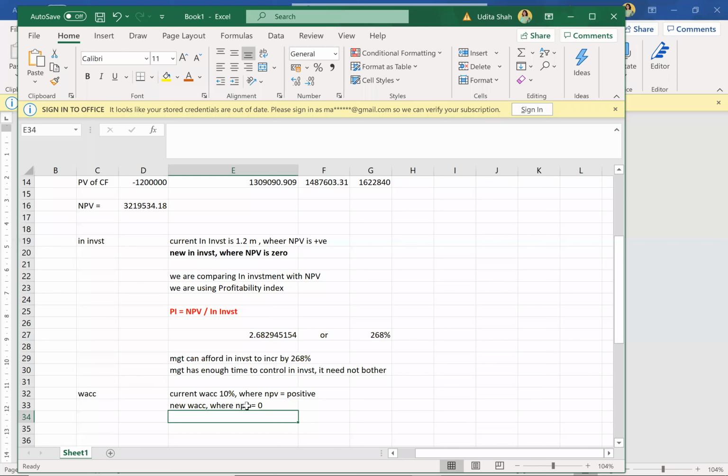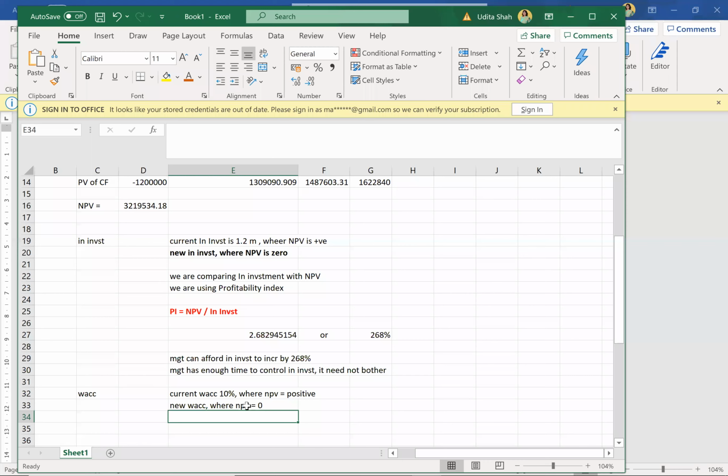Okay, so the next doubt is how much less they can invest, 68% decrease from the current? Not decrease, increase, right? If initial investment decreases, NPV will be even more, correct? So when do we bother? Management will care only if initial investment increases, because initial investment is a cost. If cost increases, then only my NPV will start to decrease.